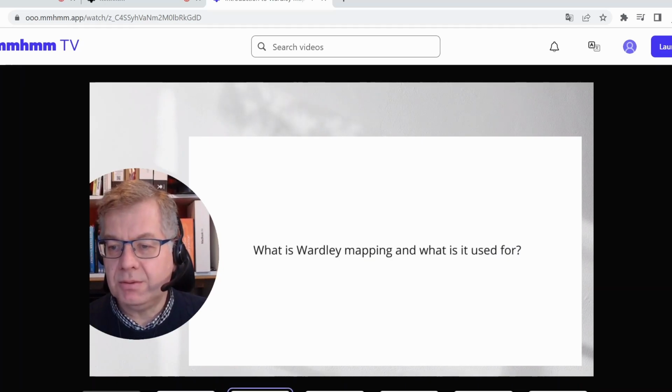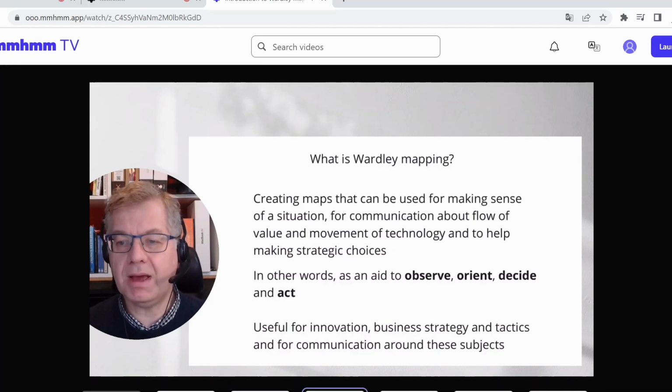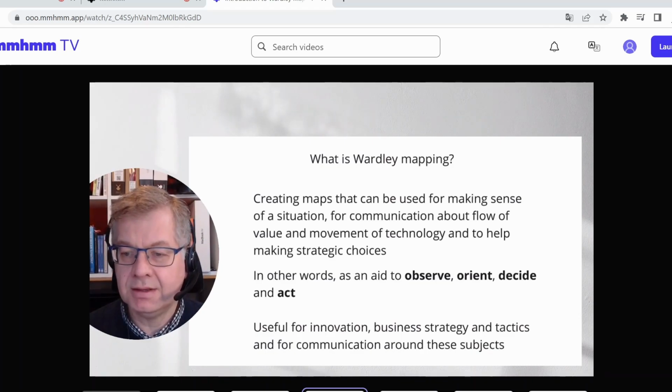So what is Wardley mapping and what can it be used for? It's for creating maps that can be used for making sense of a situation, for communication about flow of value and movement of technology, and to help making strategic choices. In other words, it's an aid to the process of observe, orient, decide and act. It's useful for innovation, for business strategy, tactics, service design, and for communications about those subjects.